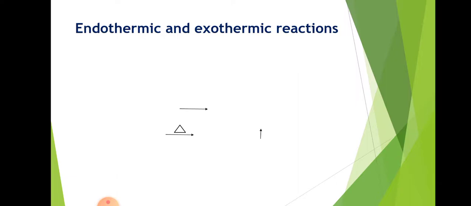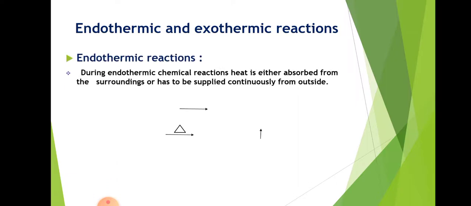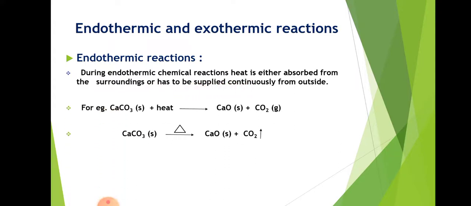Reactions भी same होते हैं, तो कैसे होते हैं, let's see. Endothermic reactions. Okay, so there is an exchange of heat in a chemical reactions as well. According to that, some chemical reactions are exothermic while some are endothermic. So in endothermic reactions, what happened? During endothermic chemical reaction, heat is either absorbed from the surrounding or it has to be supplied continuously from outside.